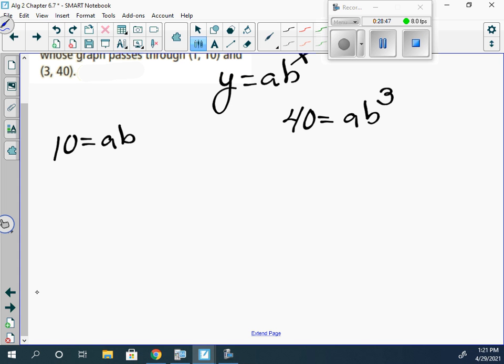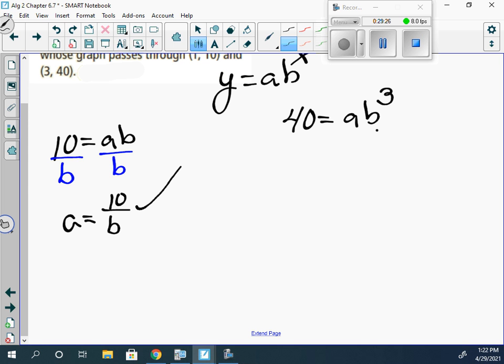Now again, what we're going to want to do is solve one of these equations for a. A is equal to 10 over b. When I pick which one to solve for a, I always pick the one that has a smaller power of b. So here we have b to the first and b cubed. I'm going to pick the one with b to the first. It's not wrong to solve the one with b cubed for a. It just requires a little bit more manipulation of the numbers.